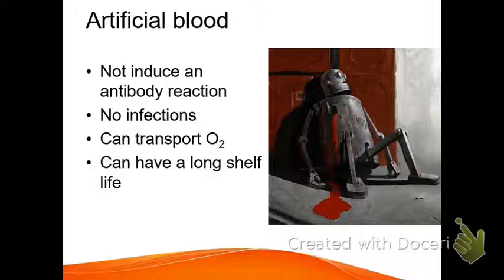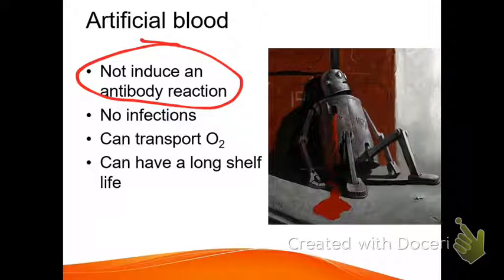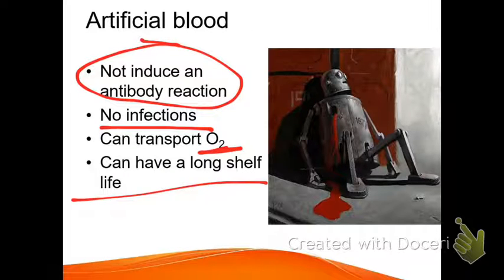So the dream is to have artificial blood that will not induce any antibody reaction. We don't even want to have to care about what blood type you are. We just want to be able to give you this blood. Something that's not infectious, that can still transport O2, and that can sit around for a long time. When you donate blood, it only has a shelf life, I want to say it's a few months, maybe even less. Okay, but for artificial blood, we want something that can keep going for years even.